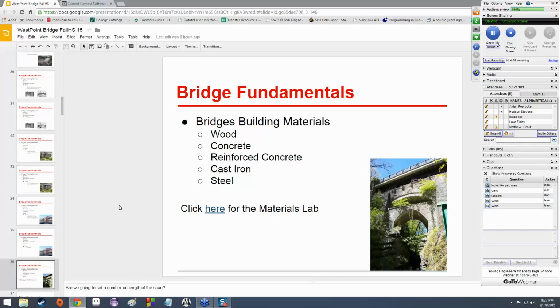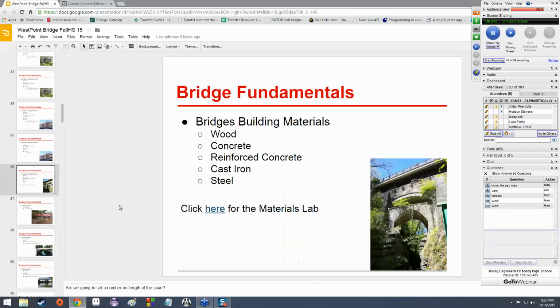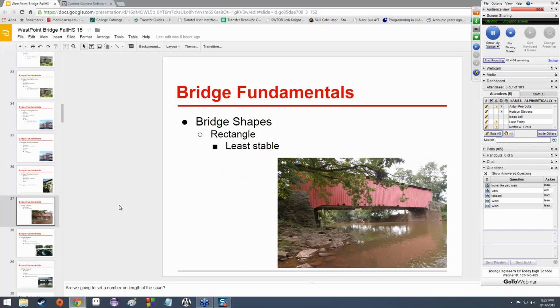But anyway, like I was going to say, did you know that bridges are also made out of rectangles and arches and triangles? You also have to worry about the shape that your bridge is made out of, because depending on what shape it's in, it will distribute loads throughout its structure differently, and in some cases more or less effectively. So that's something you want to worry about.